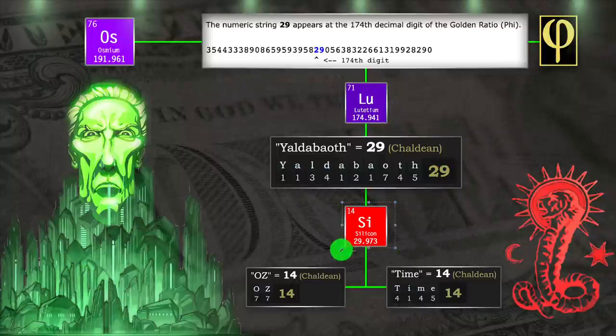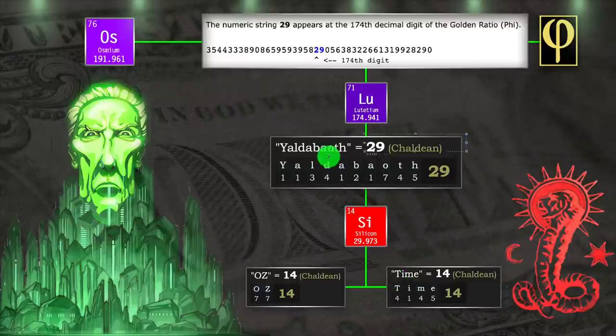And here's silicon, 14. One of its most stable isotopes is 29. It's got 27, 28, 29, but 29 is one of its most stable isotopes. And that combination of the 14 and 29, there it is. It's the Wizard of Oz ruling over time.